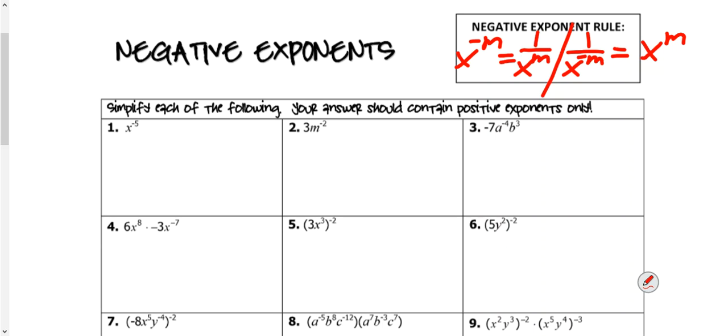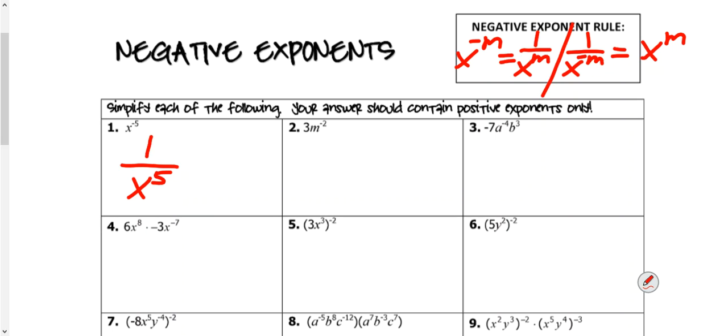Hopefully that makes sense. If not, perhaps looking at some examples will clarify. So let's look at some of those examples. Number 1, x to the negative fifth power. What does that mean? Well, that means the same thing as 1 over x to the positive fifth power.